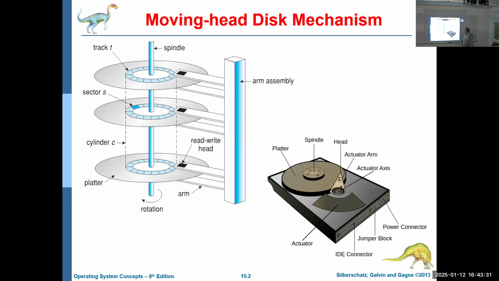Also, on a record, the head touches the disc. On the hard drive, it actually doesn't touch. If it touches, it's a very big problem. It breaks it. It reads through magnetism, so it doesn't actually touch it.